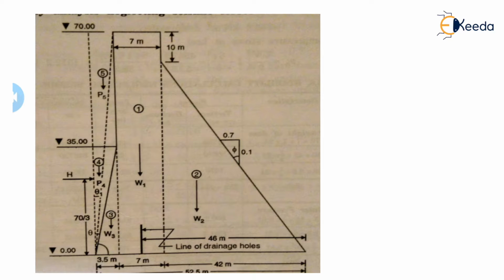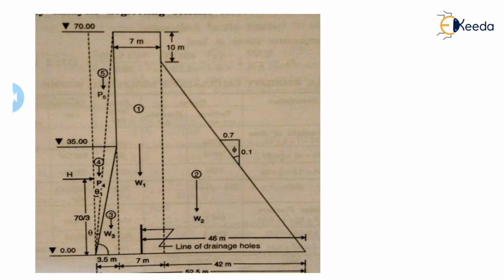Again for the P4, here half into base into height. Half into base, which is 3.5, height is 35 meter. Multiply by 1, that is the unit length of the dam, multiply by the unit weight of water, that is 9.81. So in this manner you will get the vertical forces of the water pressure.